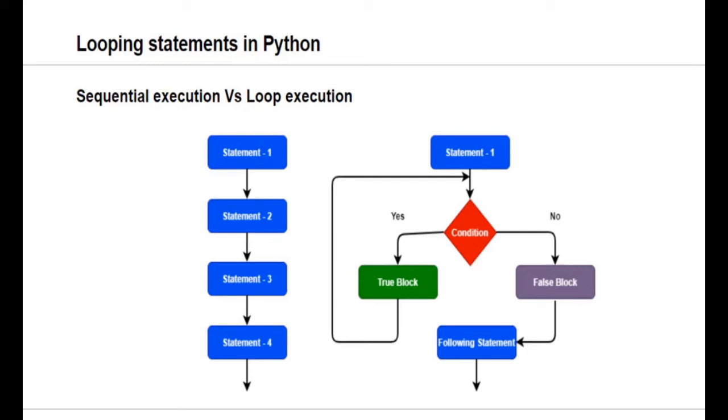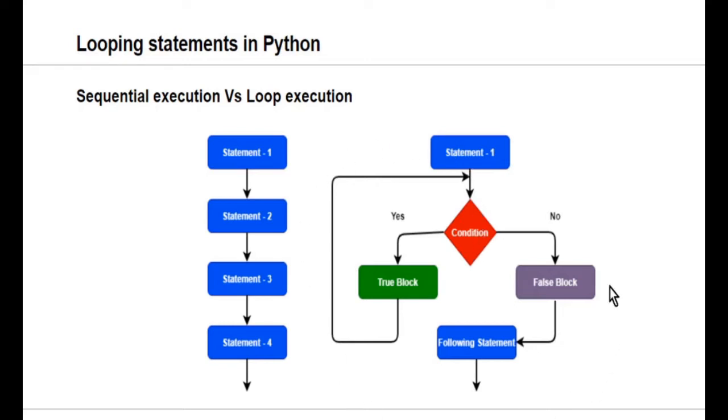Hello everyone. In this video, we are going to see looping statements in Python. Why do we need a looping statement first of all? So this is an example of a sequential execution. All the statements are executed one after the other. But sometimes, we may want to execute certain statements repeatedly based on some condition. In that case, we need to go for a loop.